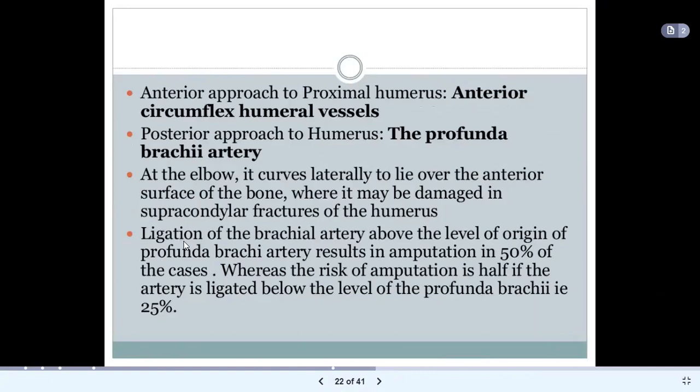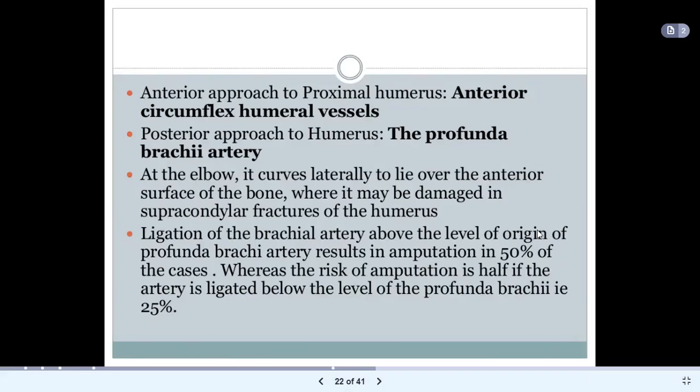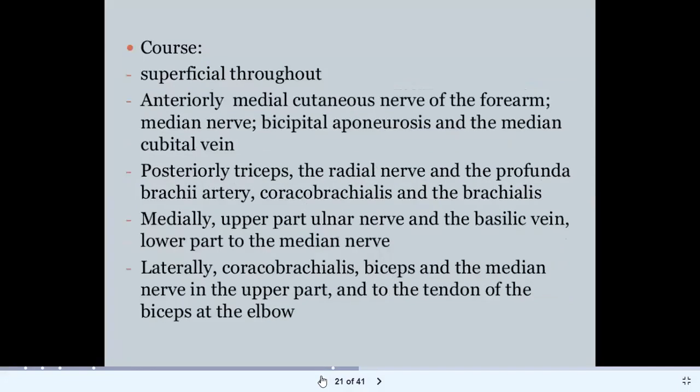Now, if you ligate the brachial artery above the level of origin of the profunda brachii artery, it results in amputation in 50% of the cases. So what does that mean? If we occlude the brachial artery, maybe tie a tourniquet to block it above the level of origin of the profunda brachii. Now, why above the level of origin of the profunda brachii?